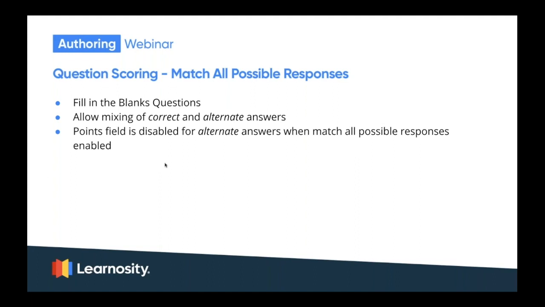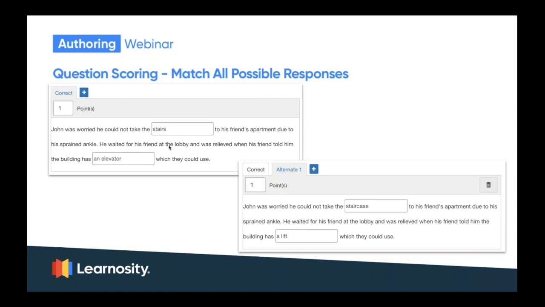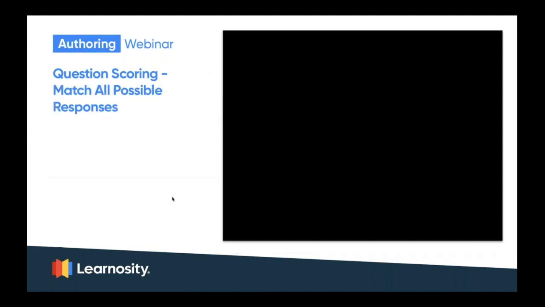So we'll have a look at these two images from the question editor. So in the top, I validated a question with one set of correct answers. And then down here, I've added an alternate answer to this response where I've set staircase and a lift. My problem here is that I can't mix responses from these two answers. So I can't mix stairs with a lift and I can't mix staircase with an elevator. If I wanted to do that, I'd have to set up 2 more alternate answers. So that's where the match all possible responses option comes in. So it allows me to mix my answers so that I could accept something like stairs and a lift or staircase and an elevator. So I'll show you an example of how that looks.